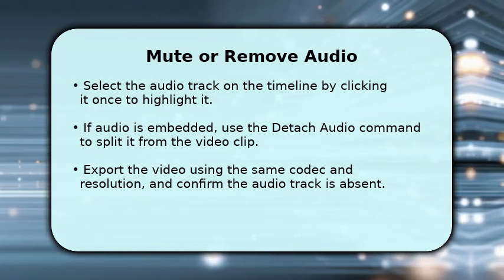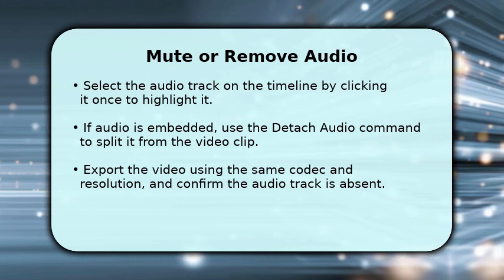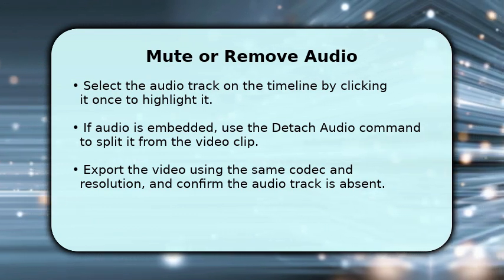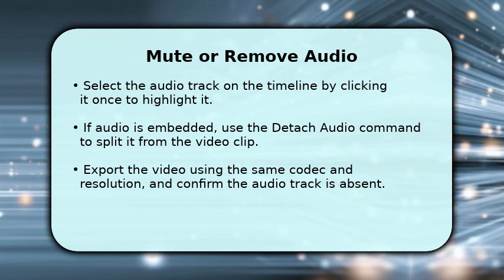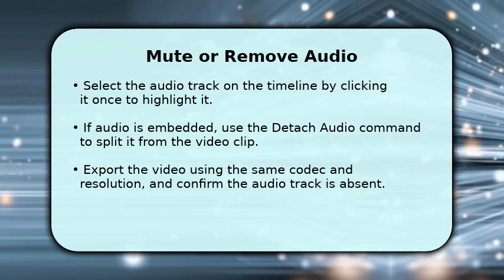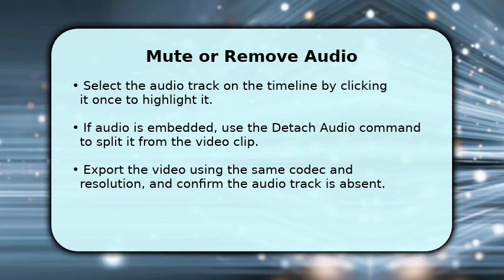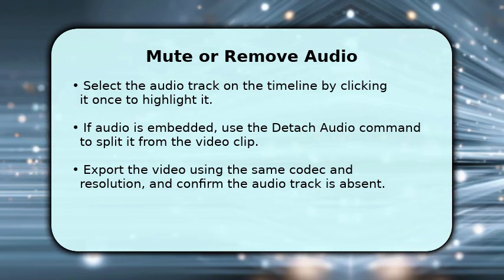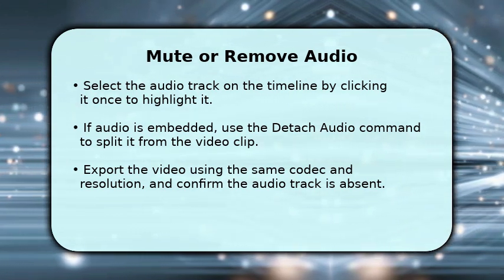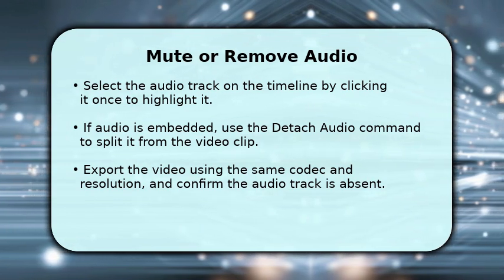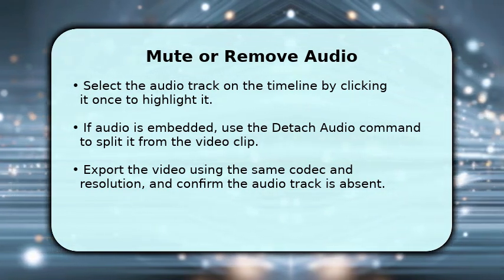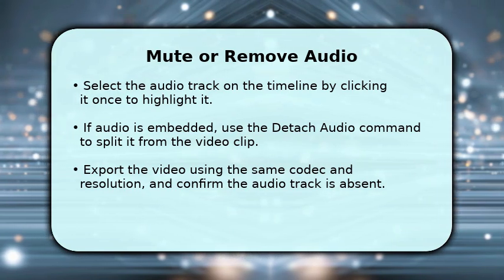If audio is embedded, use the detach audio command to split it from the video clip. Trim any silent gaps or adjust the clip length so the visual timing remains correct. Play back the timeline and check that lip sync or sound-dependent cues are still appropriate. Export the video using the same codec and resolution, and confirm the audio track is absent.